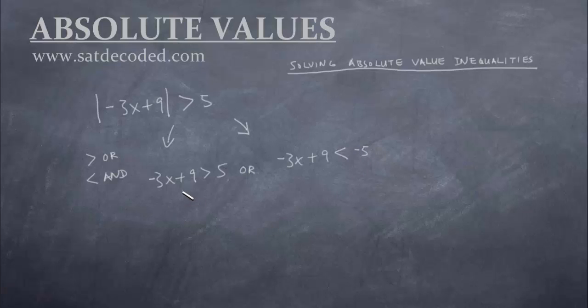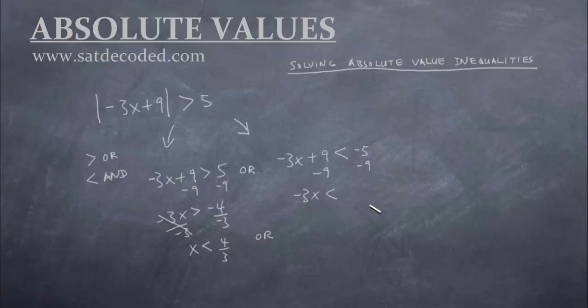So I'll just solve both of these. Subtracting 9, -3x is going to be less than -4. Divide by -3 on both sides. These cancel out. Because I divided by a negative number, I have to flip this sign, flip that around. The negative and negative become positive, so it just becomes 4/3. Or, now let's solve the second statement.